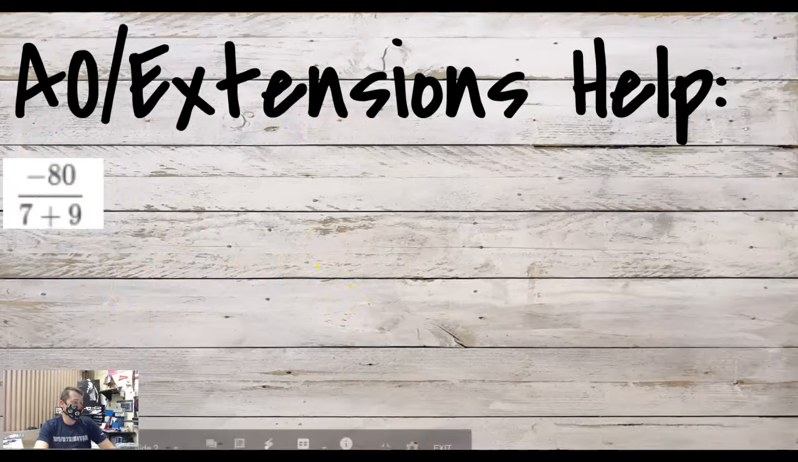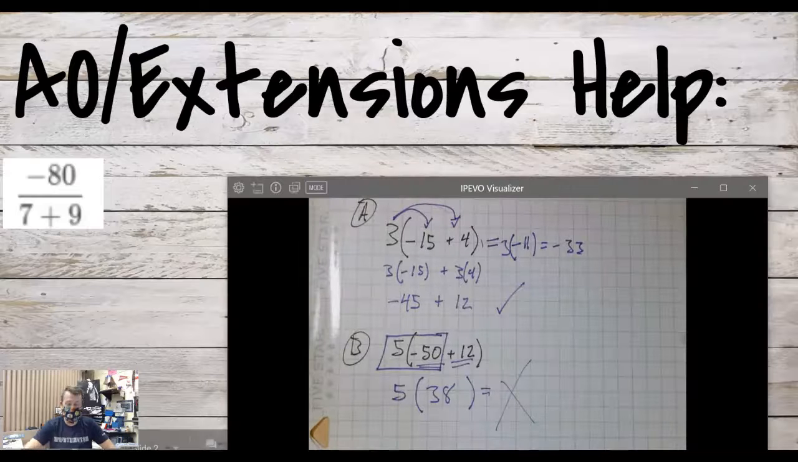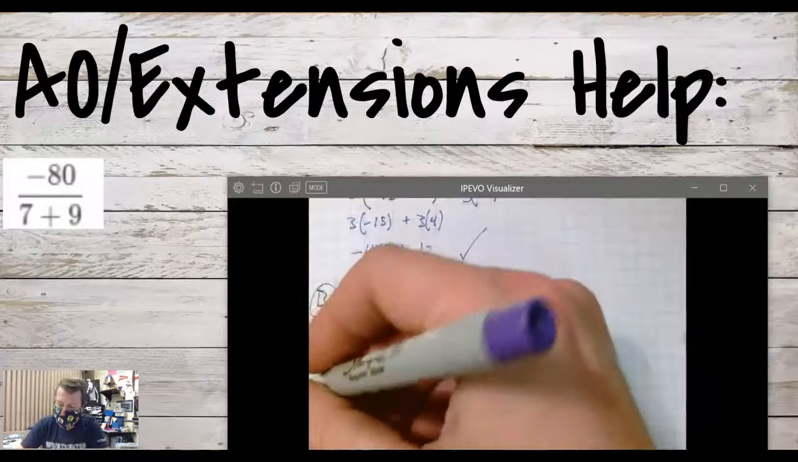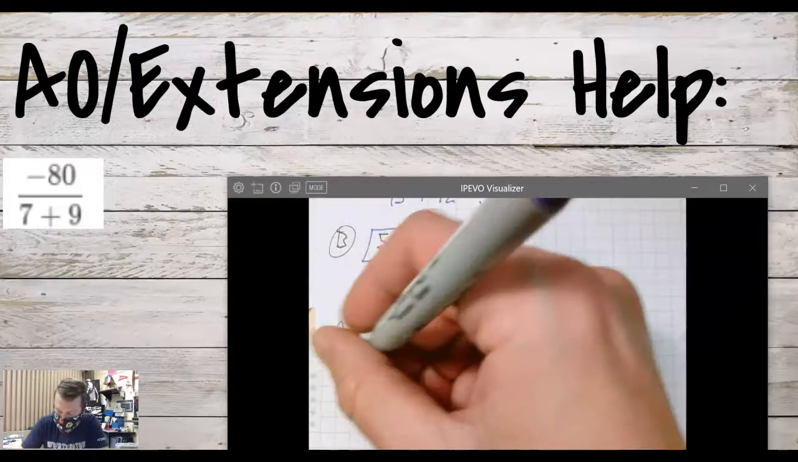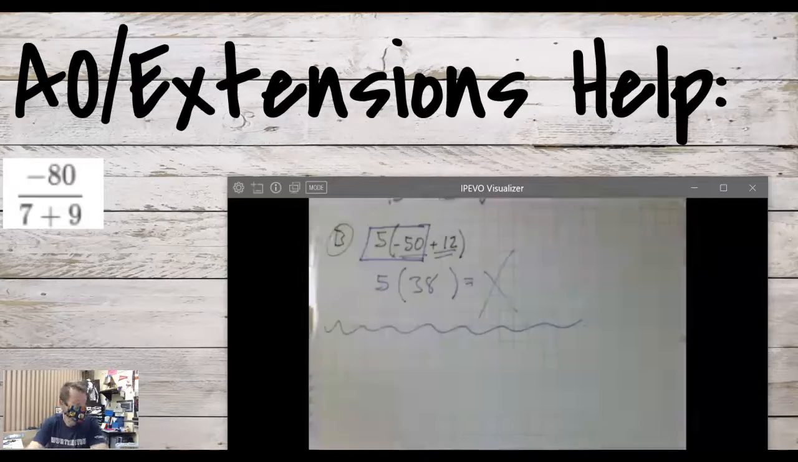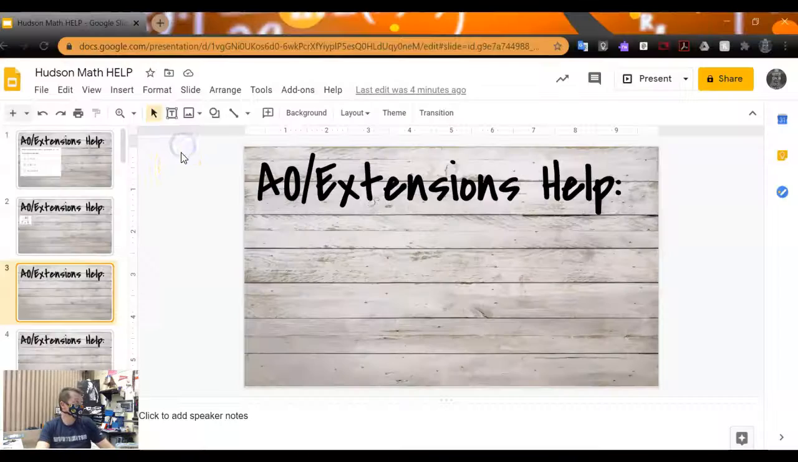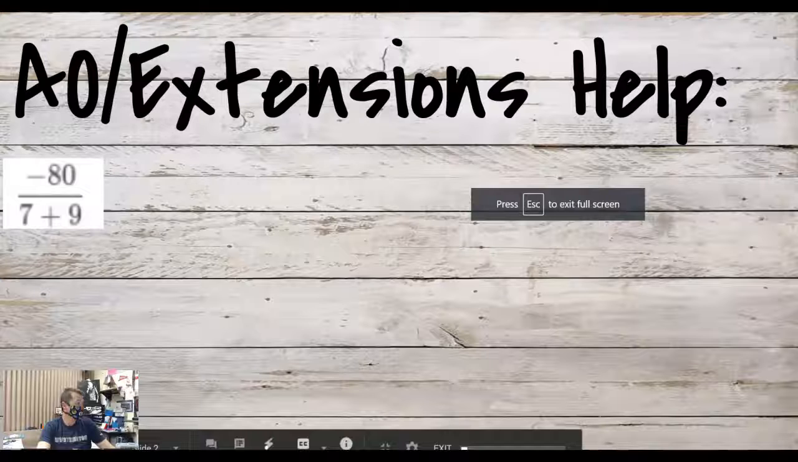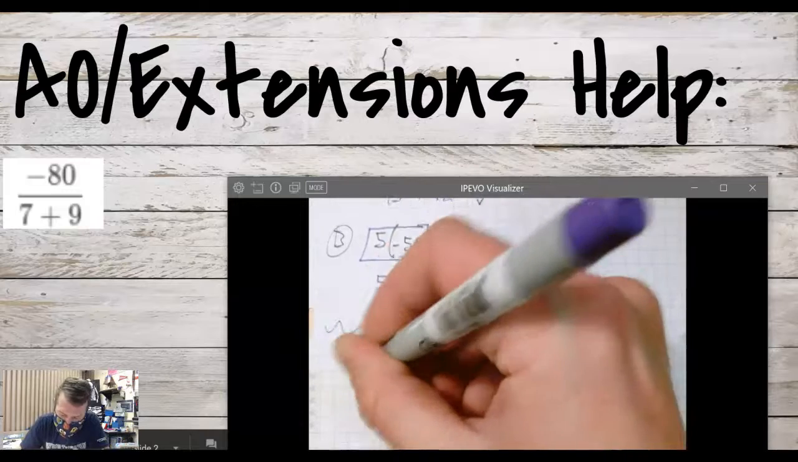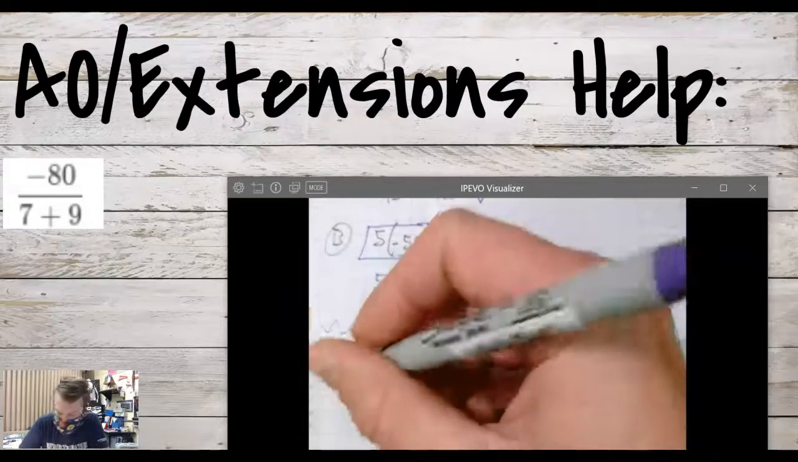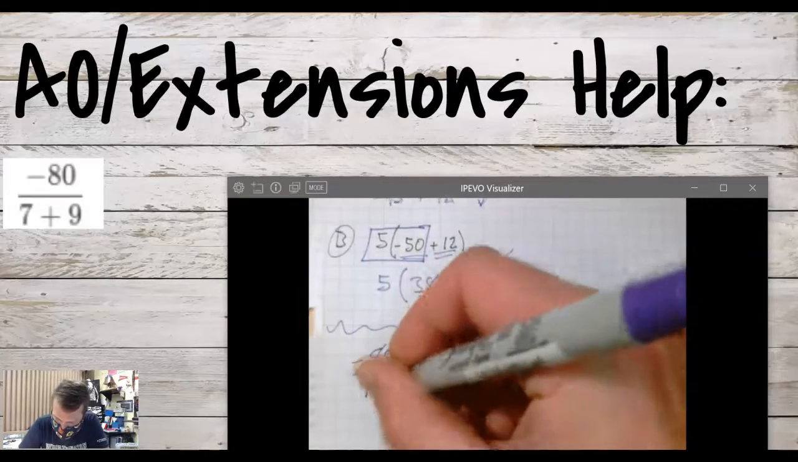This one messes with us because of how the order of operations tells us what to do. The order of operations says to divide before we would add. Is that a negative 7 or a positive 7? Positive, sweet. My TV that I have over here cut some of it off. Negative 80 divided by 7 plus 9.